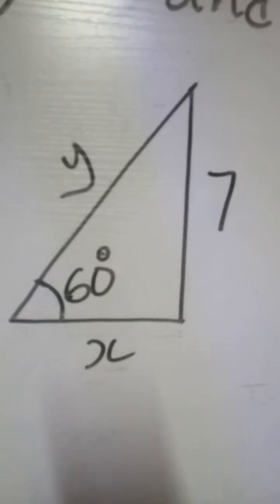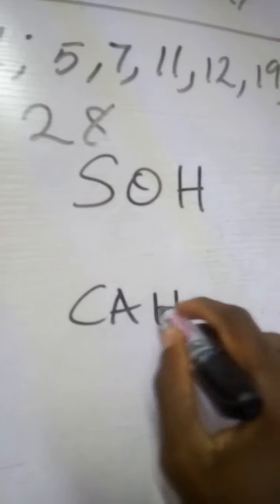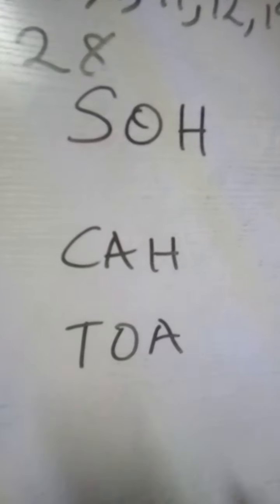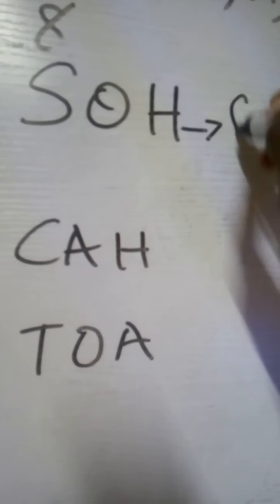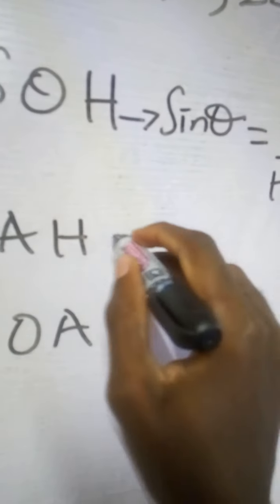Now looking at this, to solve anything in a right angle triangle, we have to make use of the terms SOH CAH TOA. Simply, sine theta equals opposite of the theta over hypotenuse of the triangle, while cos theta equals adjacent of the same theta over hypotenuse, while tan theta equals opposite to the theta over adjacent to the theta.